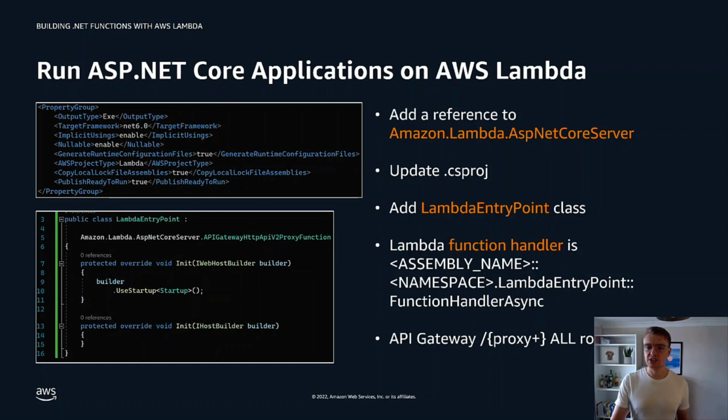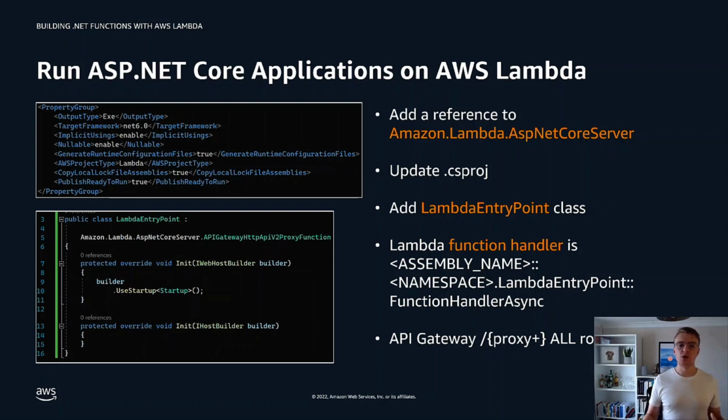And the final addition, and this is the one where all the magic happens, is adding a new class to your project. This class will be the entry point that the Lambda service uses. The name of this class is unimportant. It normally makes sense to use something like Lambda entry point, so it's obvious, but what is important is the base class that it inherits from. That base class you inherit from will change based on what you are putting in front of your Lambda function, whether that's API Gateway or an application load balancer.